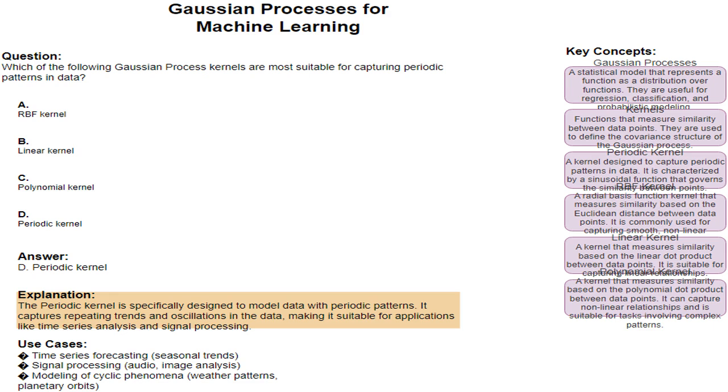D. Periodic kernel. A statistical model that represents a function as a distribution over functions. They are useful for regression, classification, and probabilistic modeling.